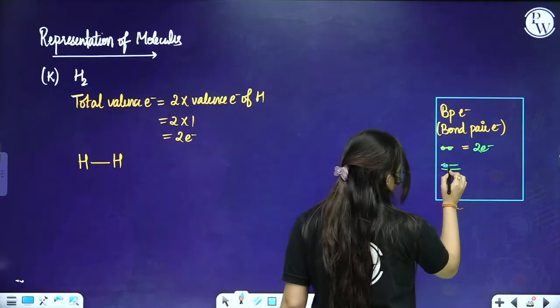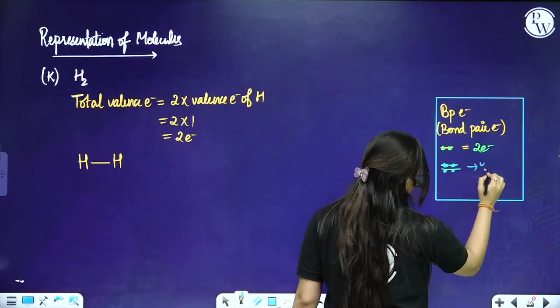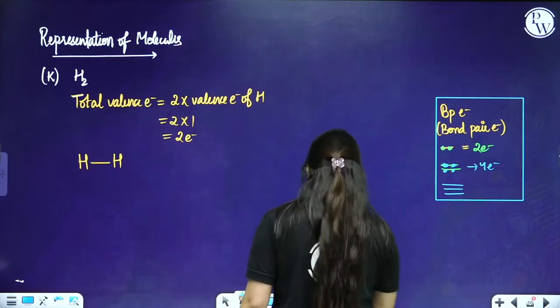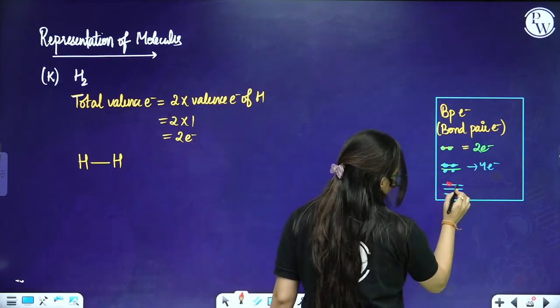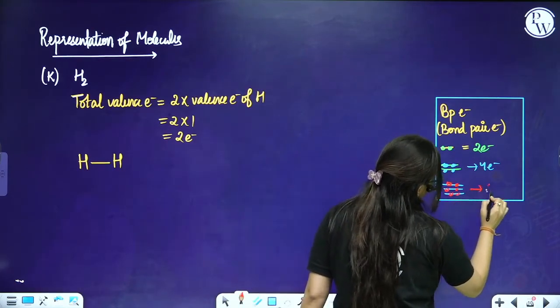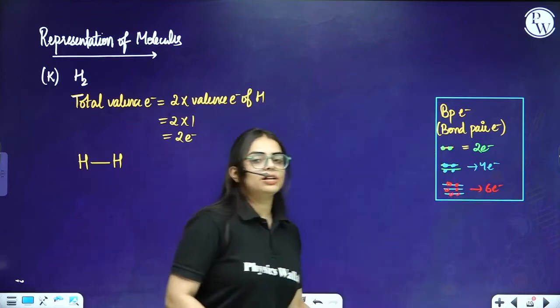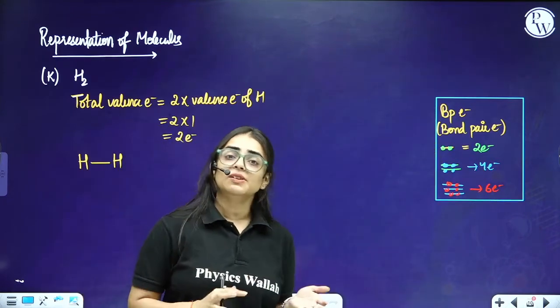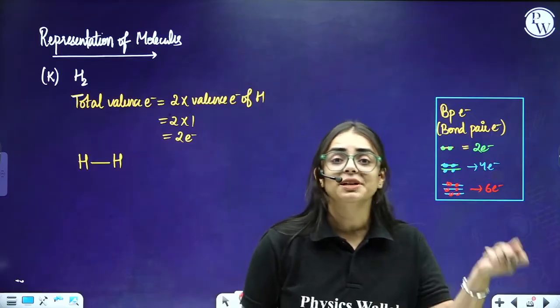See, it is going to be 1, 2, 3 and 4 electrons. Now, what about a triple bond, students? It is 1, 2, 3, 4, 5 and 6 electrons. A single bond contains 2 electrons, a double bond will contain 4 electrons, a triple bond will contain 6 electrons. So these are bond pair electrons.